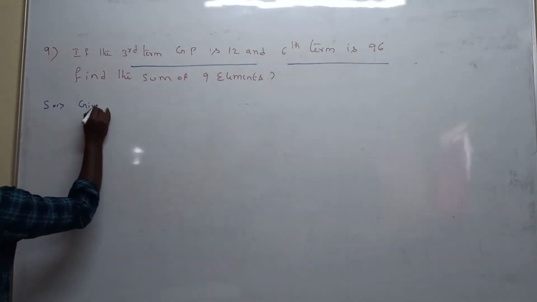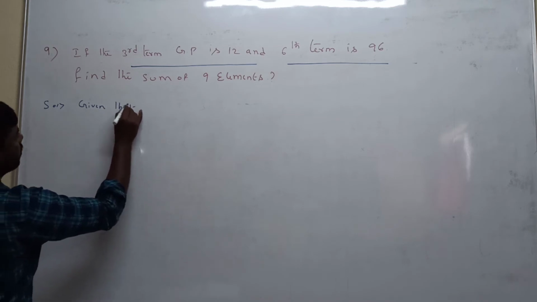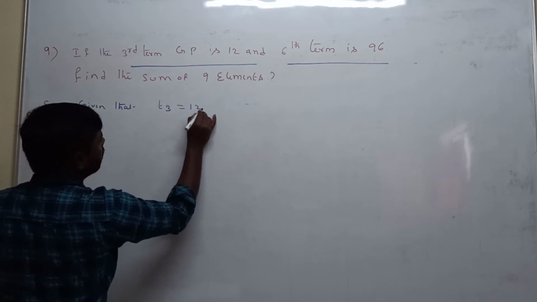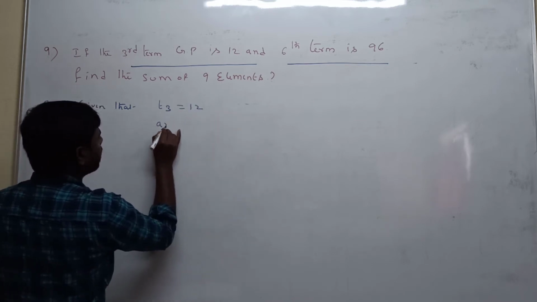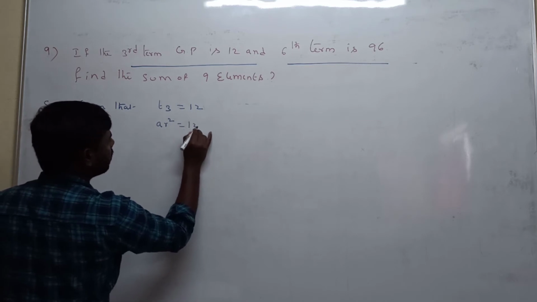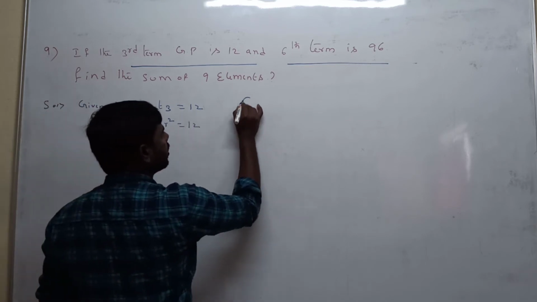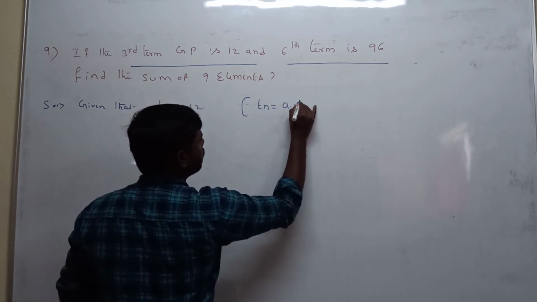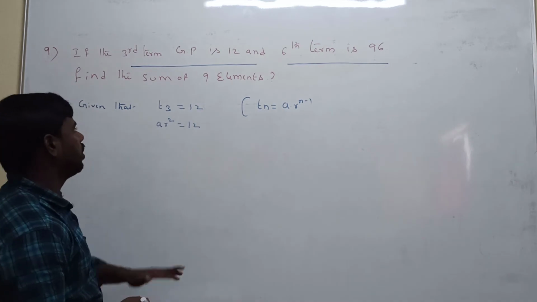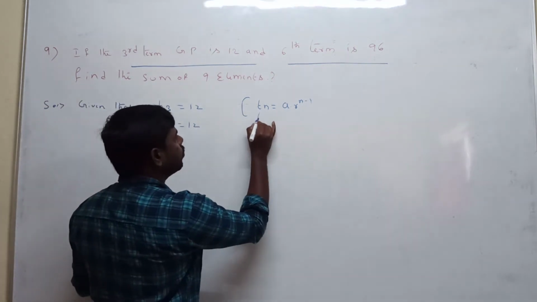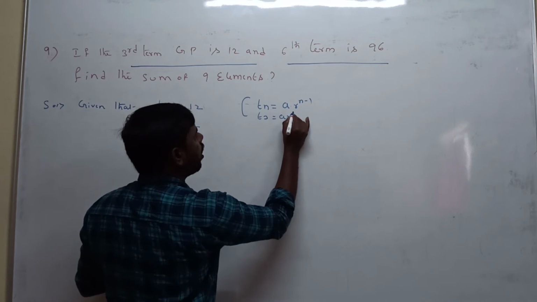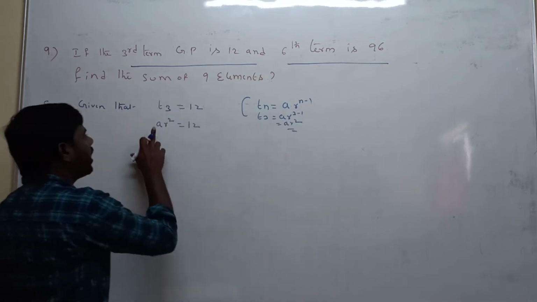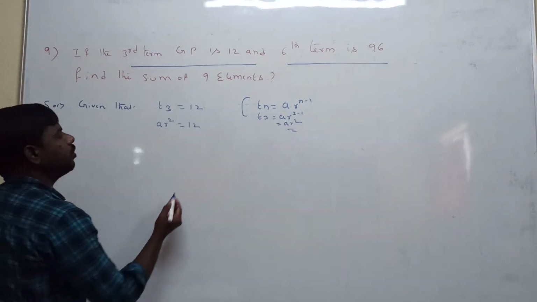Given that, what is the given third term? The third term they are given 12. So T3 can be written as the third term is nothing but A R square is equal to 12. How did you write this? The normal geometric progression form is T n is equal to A into R to the power of n minus 1. What is in place of n? 3. So T3 is equal to A into R to the power of 3 minus 1. 3 minus 1 value is 2. So the third term can be written as A R square is equal to 12.